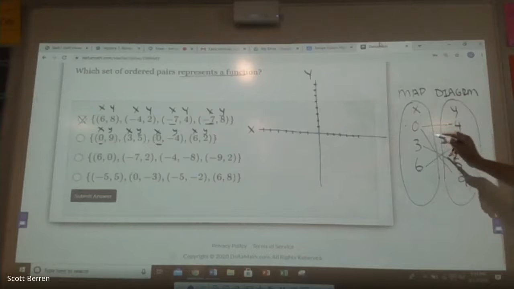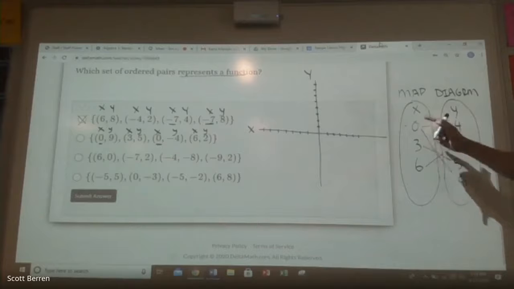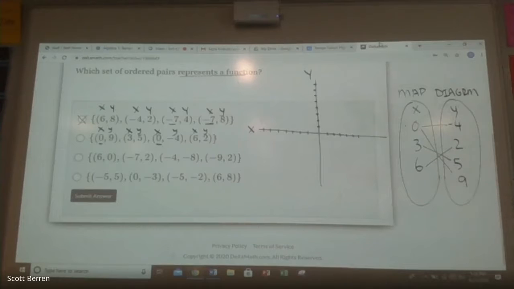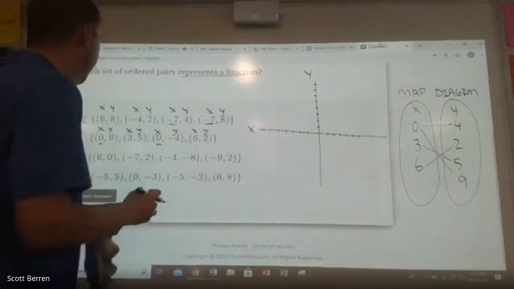Well, what do I notice right away? 0 has two outputs. I cannot have an input that has two outputs. It is not a function. So I know that's not going to be correct. Let's go ahead and graph it on here anyway.